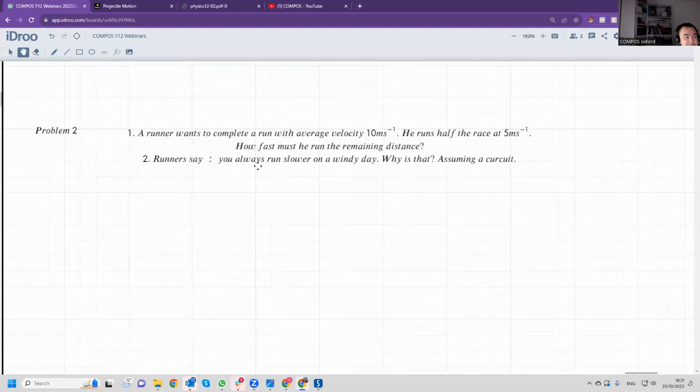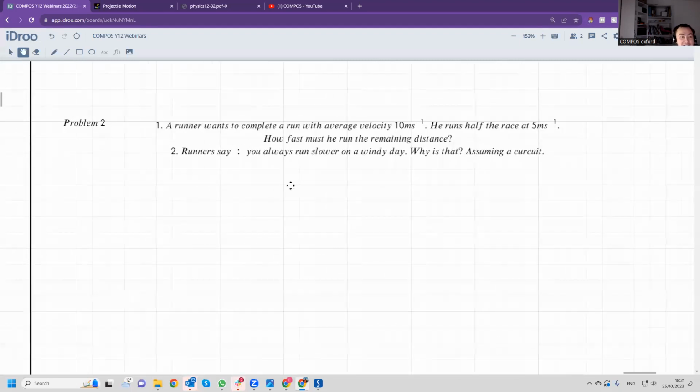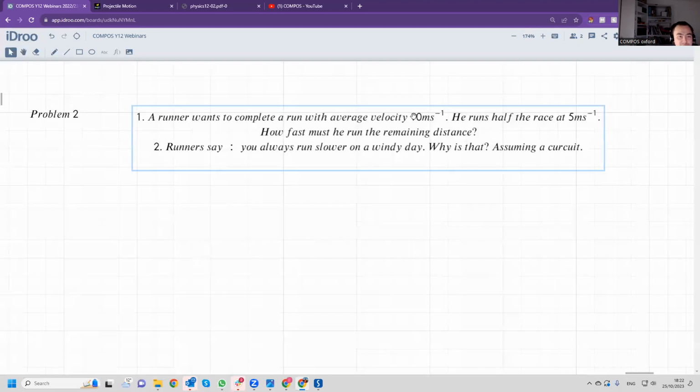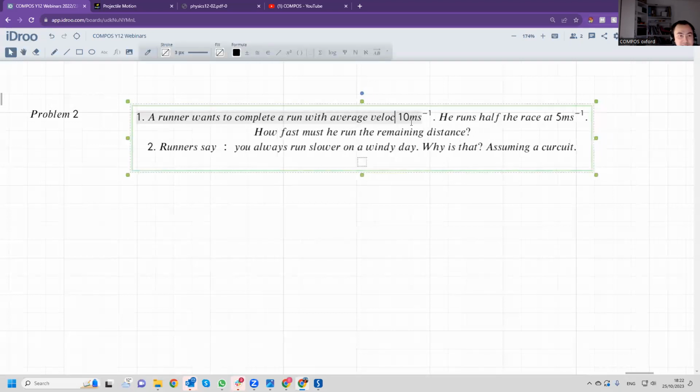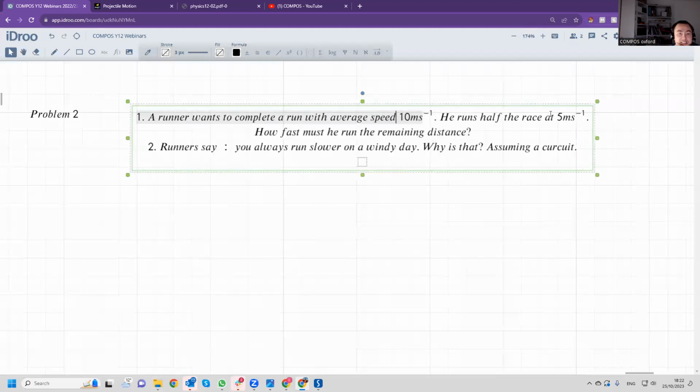Problem 2. A runner wants to complete a run with an average velocity. So this is a question which is commonly asked at job interviews, such as Google, for example. I think this particular question was from a Google job interview. A runner wants to complete a run with an average velocity 10 meters a second. Average speed, sorry, of course. Average speed. Use the average speed. He runs half the race at 5 meters per second. How fast must he run the remaining distance?